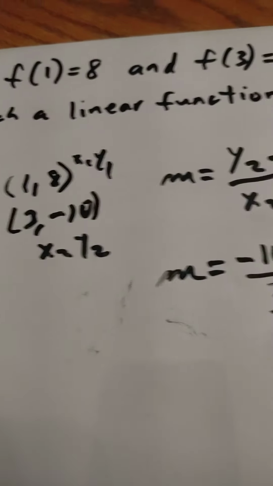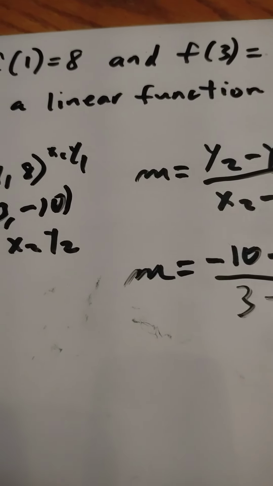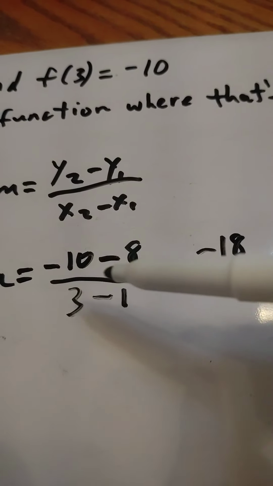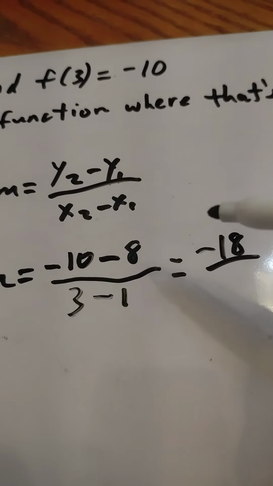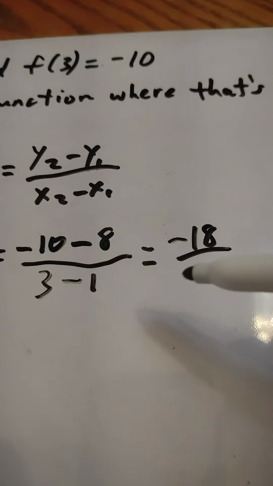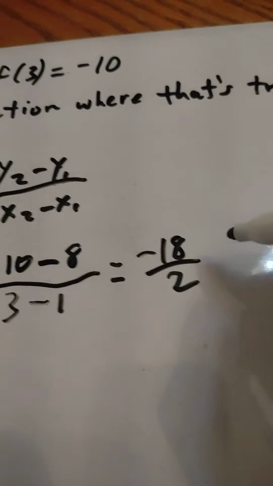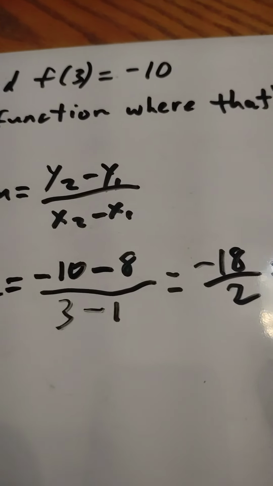And now let's simplify this. Negative 10 minus 8 is negative 18. It really helps if you know how to add and subtract signed numbers. If you don't, make sure you try to understand it or come to my office hours. And then what's 3 minus 1? For the denominator, we get 2. Always simplify when you can. And that's the same thing as negative 9.